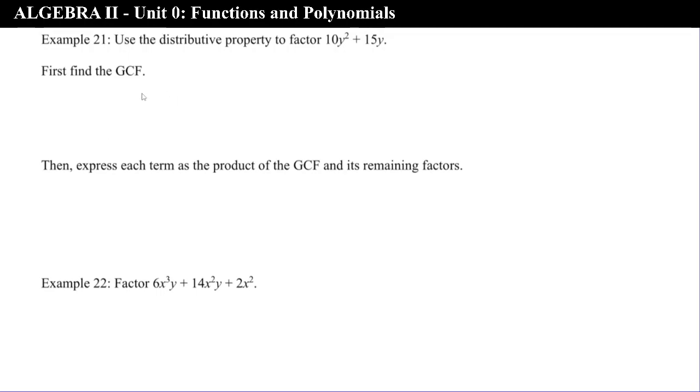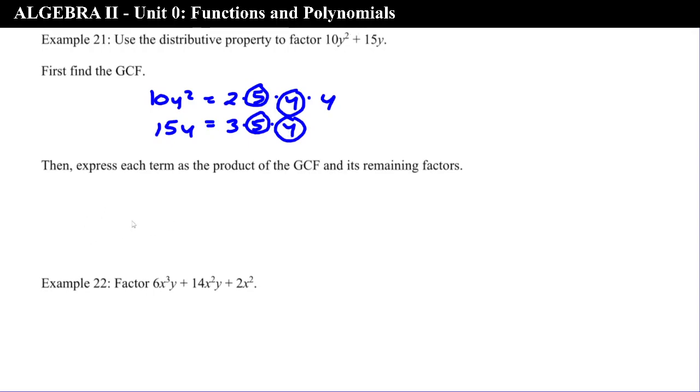So first we need to find the greatest common factor. And these numbers are simple enough that you should be able to break them down almost immediately. Because 10 is 2 times 5, both of those are prime numbers. And then you have y times y. 15 is 3 times 5, both of those are prime numbers. And then you have a y. Well, what do we share? We share a 5 and we share a y. So we can express the terms in that polynomial by using our GCF, which is 5y.